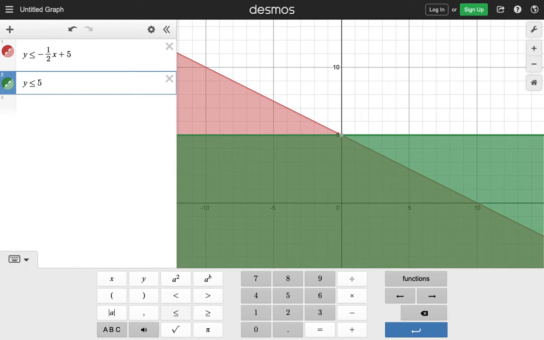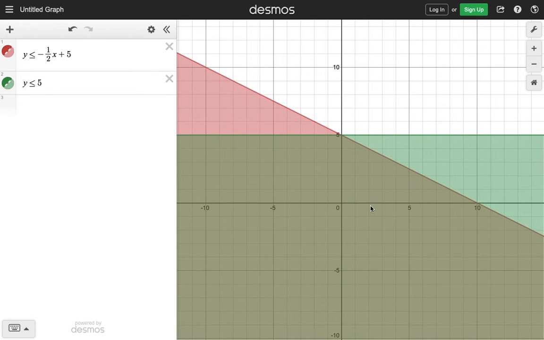There we go. Their intersection would be all the points, all the combinations of toppings on the pizza that we can have. So if I was to pick a random spot, of course that makes sense. Less than 5, over to 10, because it'd be less than $10.